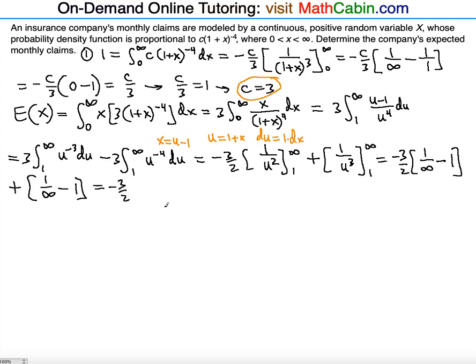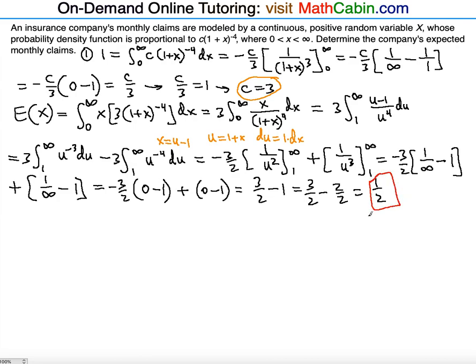We're going to have negative 3 over 2 multiplied by 1 over infinity, which is 0, right? And then 0 minus 1. So as a result, what do we get? We get 3/2 minus 1, which is equal to 3/2 minus the LCD is 2, so 2 over 2, which is equal to 1/2. So perfect. You found the expected value using the generic method.